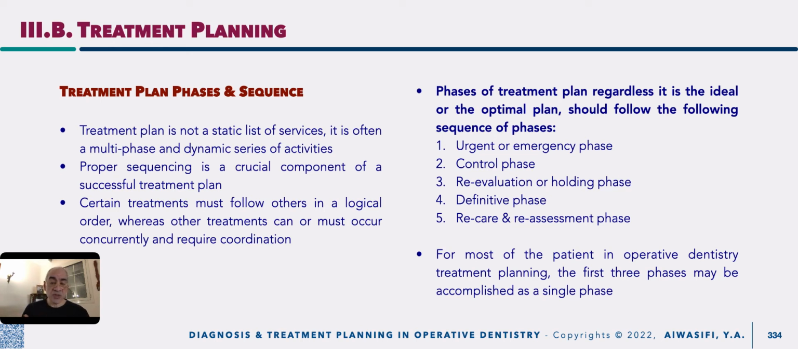That's why for most patients in operative dentistry treatment planning, the first phases are joined with each other. For a simple case, I don't have an emergency, I don't have to wait for a control phase, I don't have to re-evaluate the case or have a holding phase, because the tooth is vital and the periodontal condition is fair and the occlusal condition is fair. Then in the same visit, we could neglect all those three phases and go for the definitive phase, including cavity preparation and restoration in one visit. Then the patient will come for follow-up as assigned by the dentist.